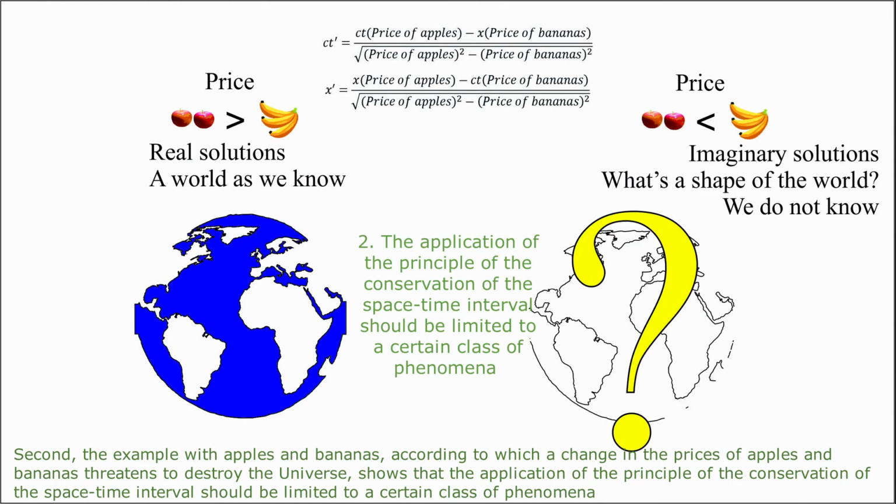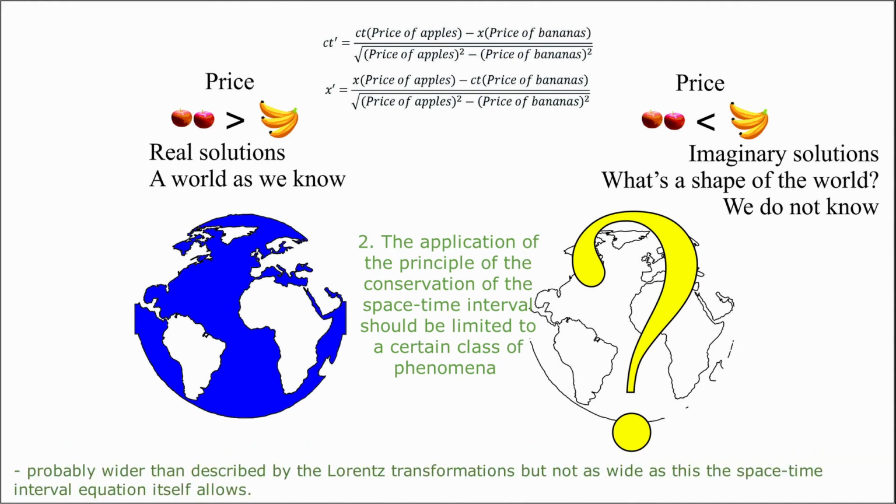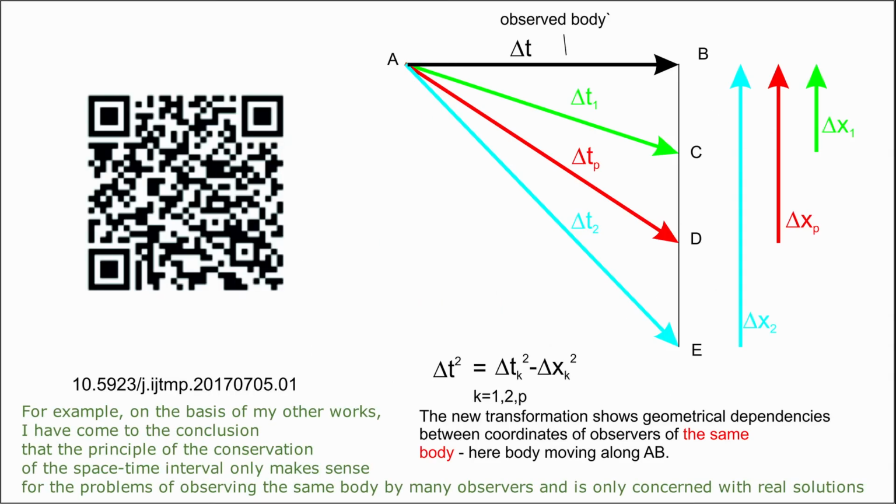Second, the example with apples and bananas, according to which a change in the prices of apples and bananas threatens to destroy the universe, shows that the application of the principle of the conservation of the space-time interval should be limited to a certain class of phenomena, probably wider than described by the Lorentz transformations, but not as wide as the space-time interval equation itself allows. For example, on the basis of my other works, I have come to the conclusion that the principle of the conservation of the space-time interval only makes sense for the problems of observing the same body by many observers, and it is only concerned with real solutions.